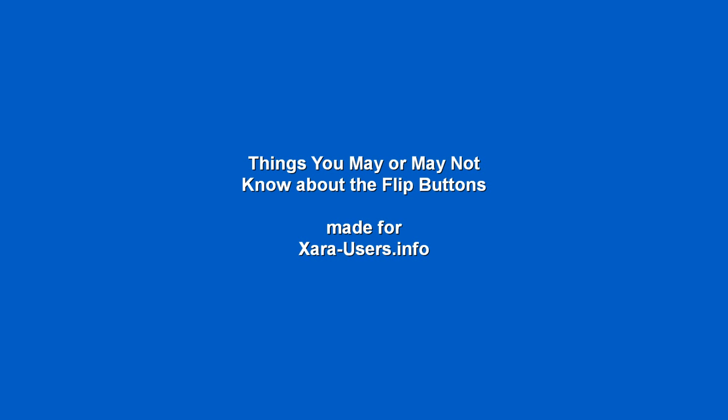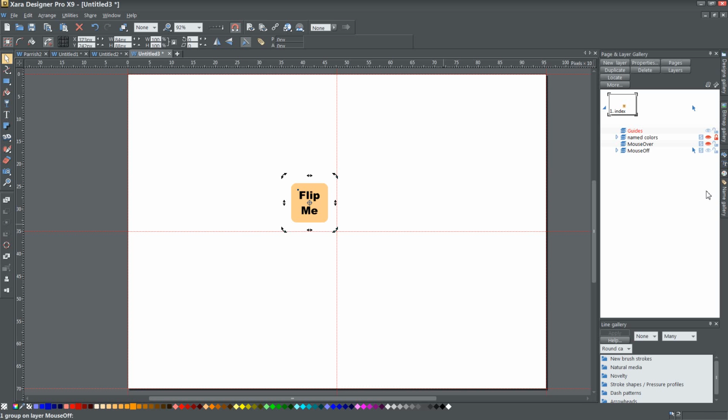Okay, today, ladies and gents, we're going to talk about things you may or may not know about the flip buttons. The flip buttons are these two buttons here. There's a flip horizontally and flip vertically button here. And I'm going to show you some things you might not have known about them.